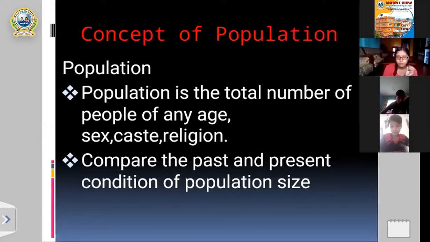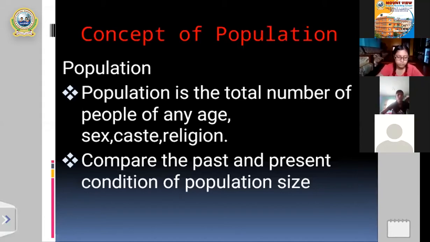So, my dear students, while we compare the past and present condition of population size, we can conclude that in ancient time the number of population was low, but in present days the population is high. It means the population size is higher than the past. So recently people are facing different types of problems, different environmental problems, like pollution, shortage of food grains, shortage of resources, and others. So human beings should be conscious to manage the population to solve different problems.